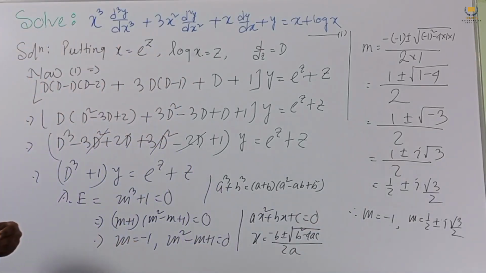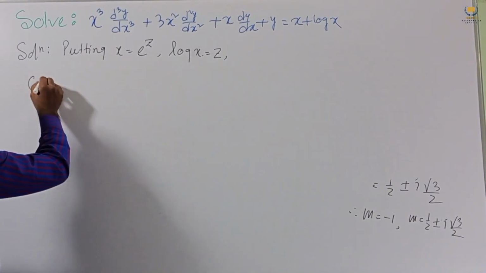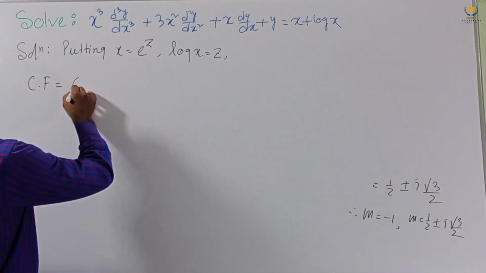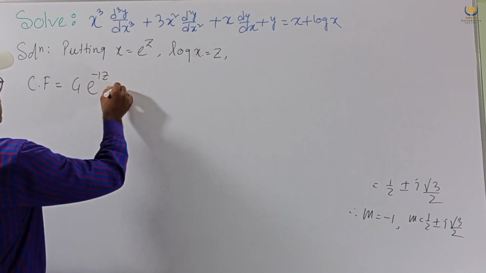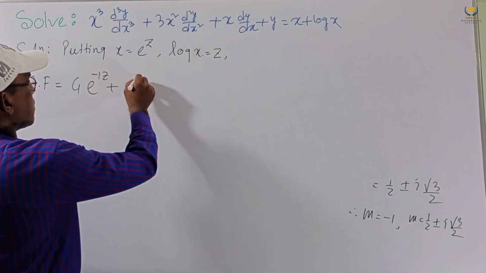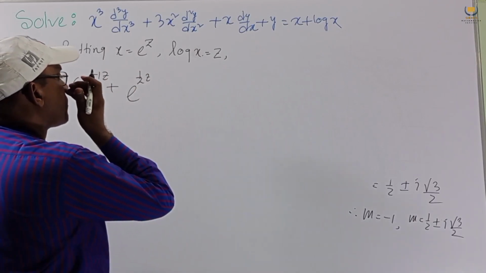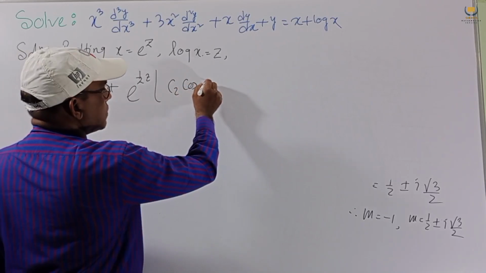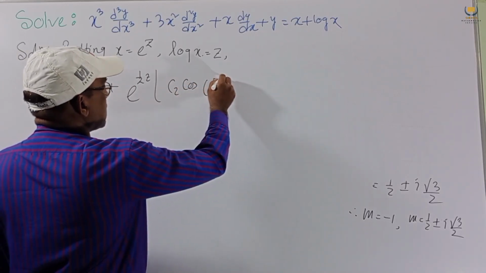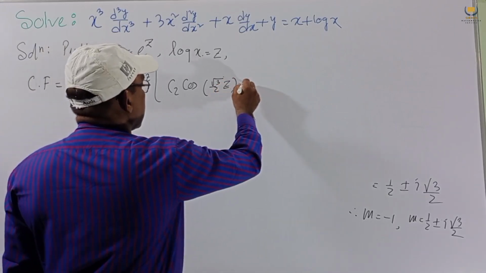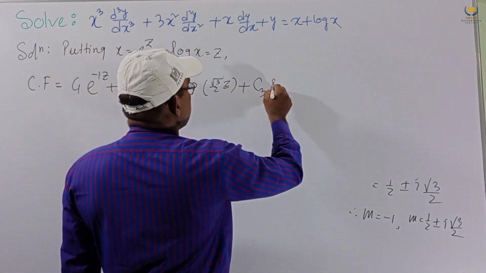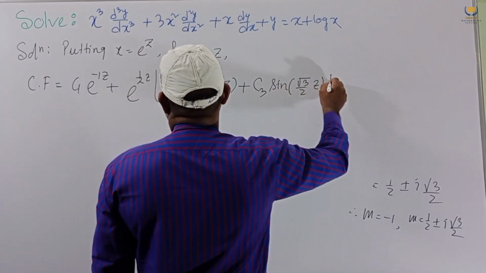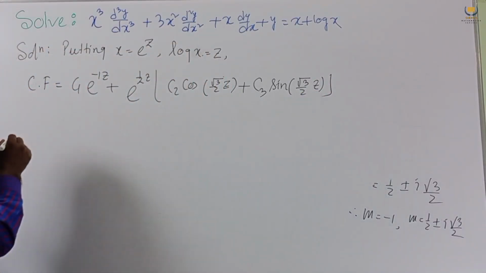Now the complementary function equals c1 e to the power minus z, plus e to the power z by 2 times (c2 cos root 3 by 2 z plus c3 sin root 3 by 2 z). These are the complementary function. Now the particular integral.